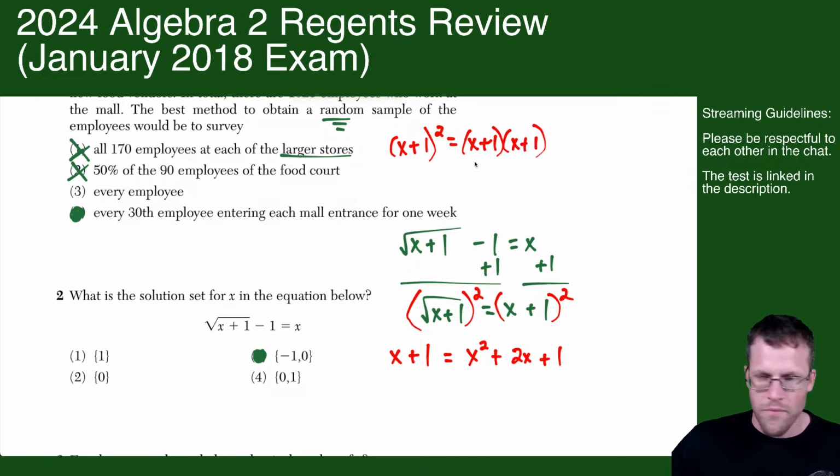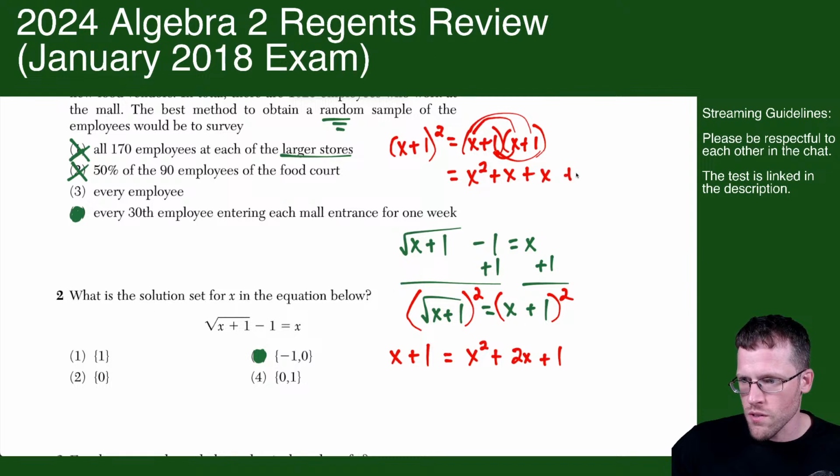Much appreciated. So here, x times x is x squared. X times 1 is x. Distribute, I get 1 times x is x. 1 times 1 is 1. So that's where that 2x is coming from.